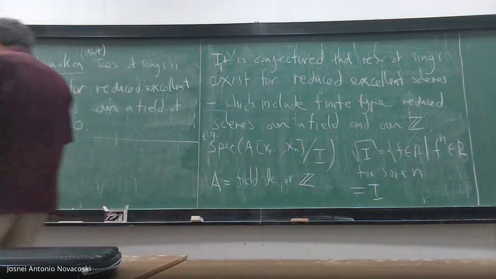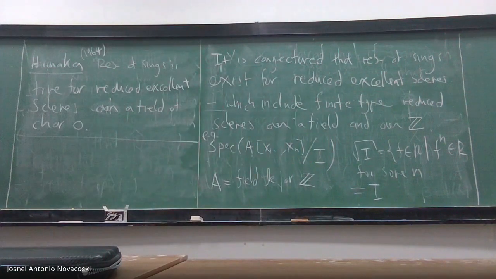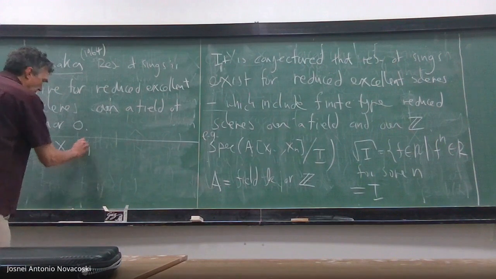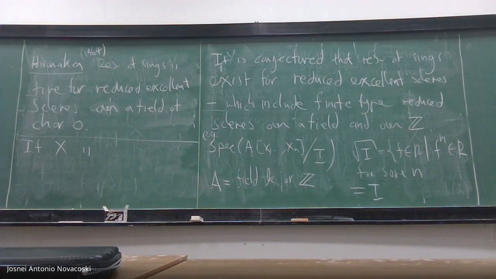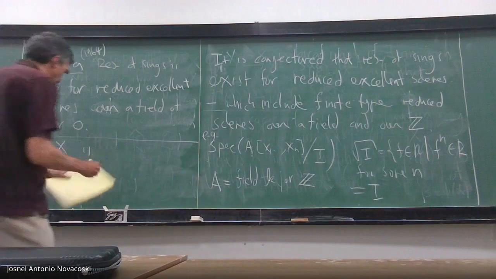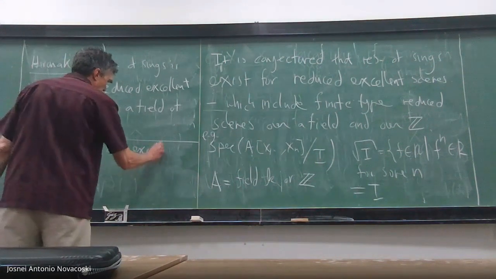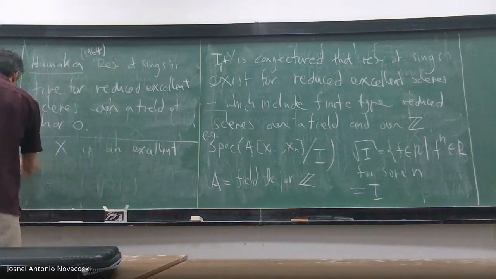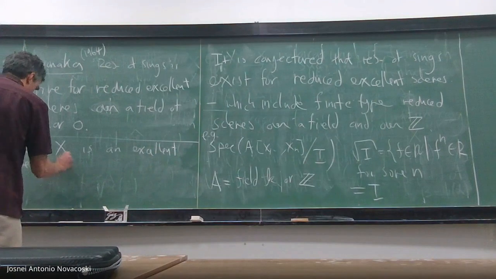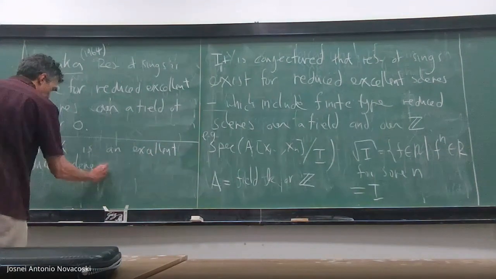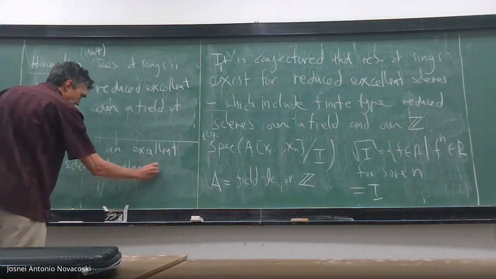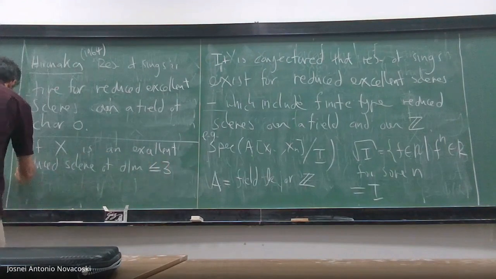But what is known about characteristic p? Wherever it's known over fields of characteristic p, at this point, everything's known. So in fact, if X is an excellent reduced scheme of dimension less than or equal to 3, then resolution holds.